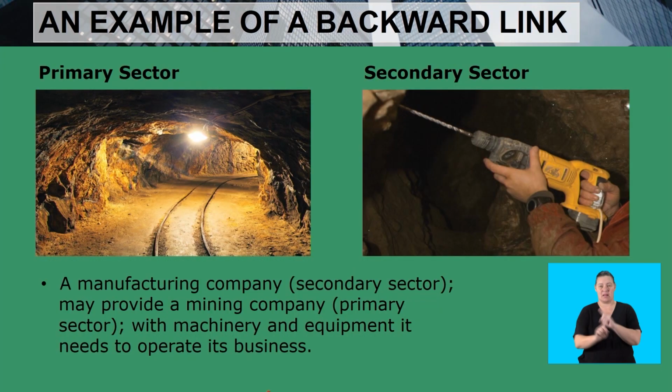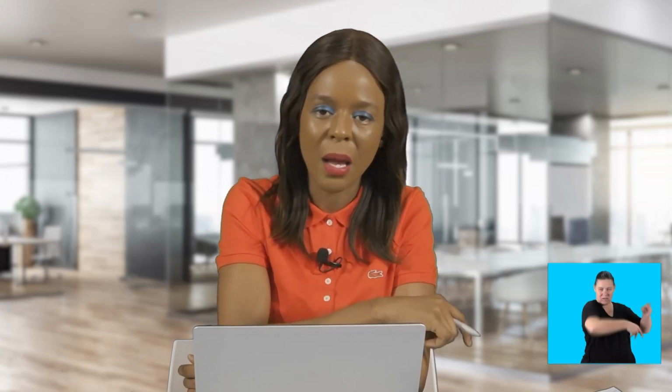Here's an example of a backward link. A manufacturing company in the secondary sector may provide a mining company in the primary sector with machinery and equipment it needs to operate its business. As you can see in the pictures there, here's a secondary sector, they deal with machinery. Now, a business in the secondary sector would offer their equipment and machinery to the business in the primary sector.